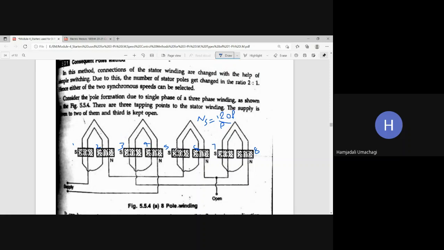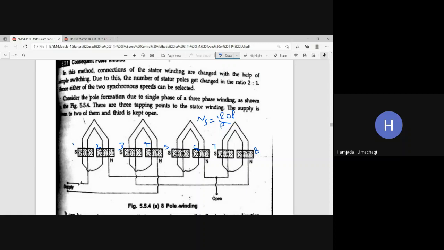So how do we get this 8 pole configuration? What should be the circuit diagram? Let us see now. Consider the pole formation due to a single phase of the 3-phase winding. This is the single phase of the 3-phase stator winding, as shown in figure 5.4. This is the single phase winding, either for R phase, Y phase or B phase, belonging to the 3-phase winding of the stator. There are 3 tapping points to the stator winding. So here there are 3 tappings, 1, 2 and 3.